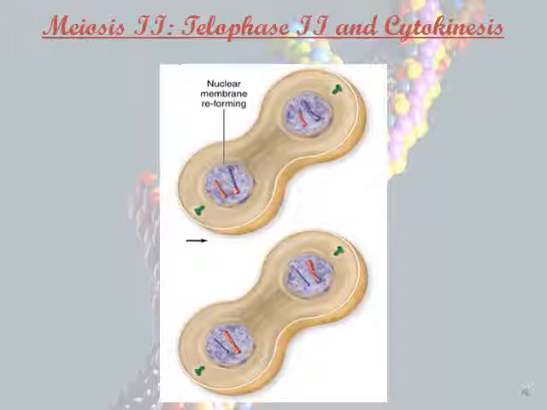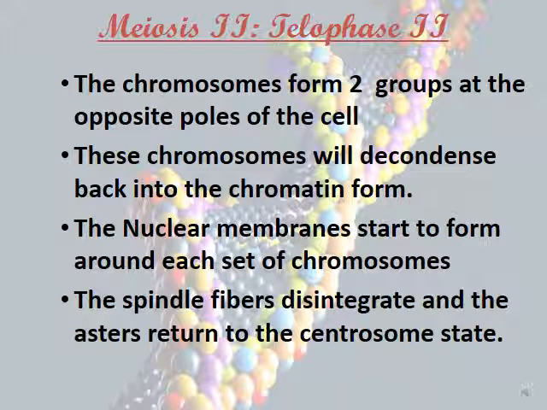At the end, telophase and cytokinesis. We have telophase II. Four daughter cells are formed, and the chromosomes will decondense back to the chromatin form. The nuclear membrane starts to form around each set of chromosomes.